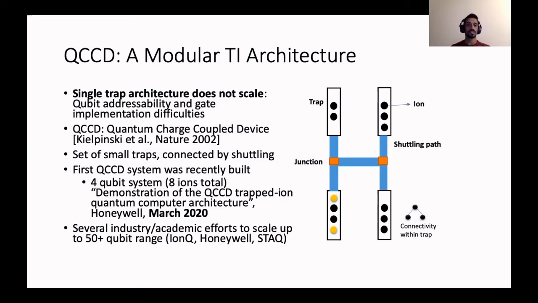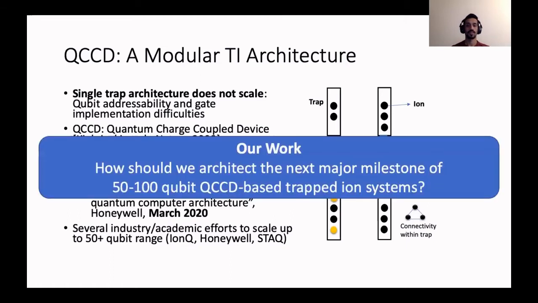The first QCCD system was recently built. Honeywell built a 4 qubit system to demonstrate the working of this architecture. And now there are several industry and academic efforts looking at how to scale this up to the 50 plus qubit range. So the key question that our work addresses is how should we architect the next major milestone of 50 to 100 qubit QCCD systems?